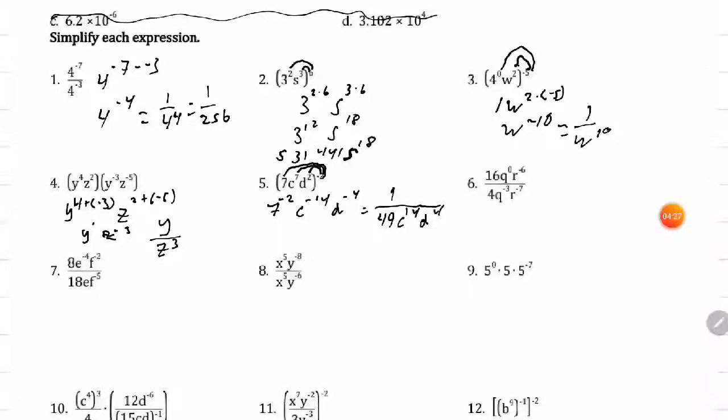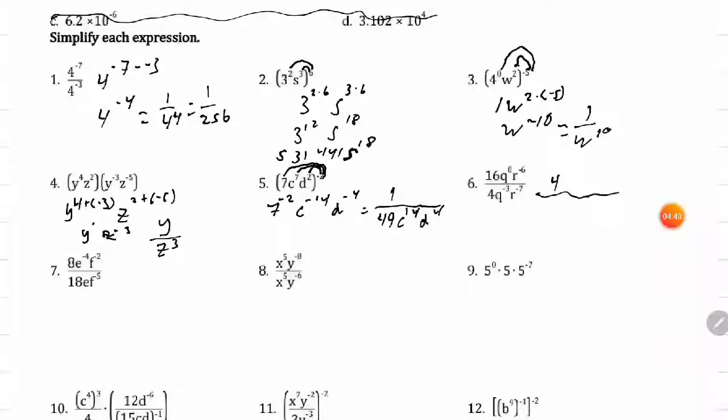Next. Okay, so when we're dividing, we can only divide things of the same type: q's to q's, r's to r's, numbers to numbers. So 16 divided by 4, well, that's 4. So 4 goes on top.